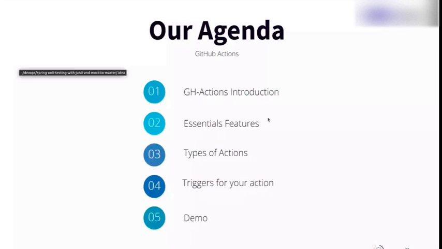Before going in depth, we will see a basic introduction of GitHub Actions, what exactly it is and why we are going to use it. The second is the essential features, and after that we will see the types of action, what type of action we can actually use in our GitHub workflow or GitHub Action. And then we will see the triggers for your GitHub Action, what different kinds of triggers we can use. And at the last we will see the demo.